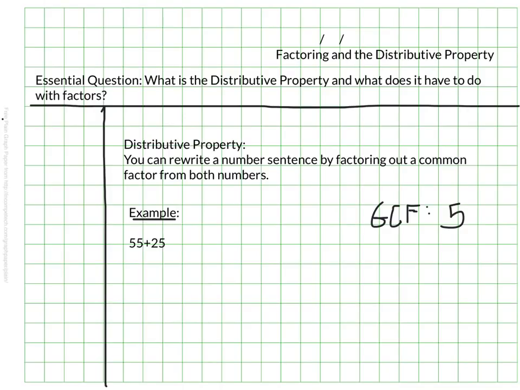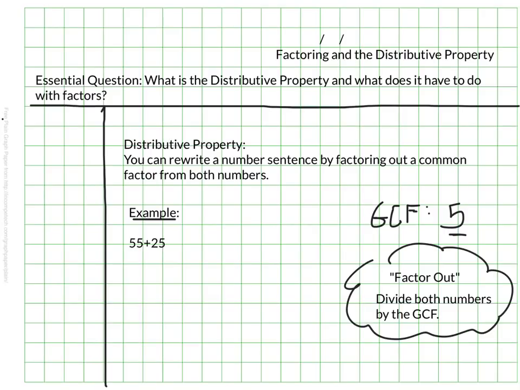Now I'm going to use this knowledge of the number 5 to help me factor out the 5. When I say factor out, it means that I'm going to be dividing both numbers by the GCF. So this is an important thing to remember. This is what factor out tells us. And when we do that, we're also going to need to use parentheses to rewrite it. So let's go ahead and divide 55 and 25 both by 5 to factor out the 5. Of course 55 divided by 5 is 11 and 25 divided by 5 is 5. So this shows that I've divided both of these by 5.